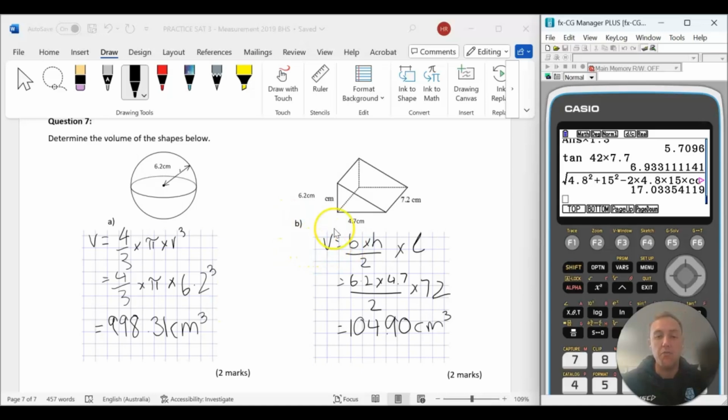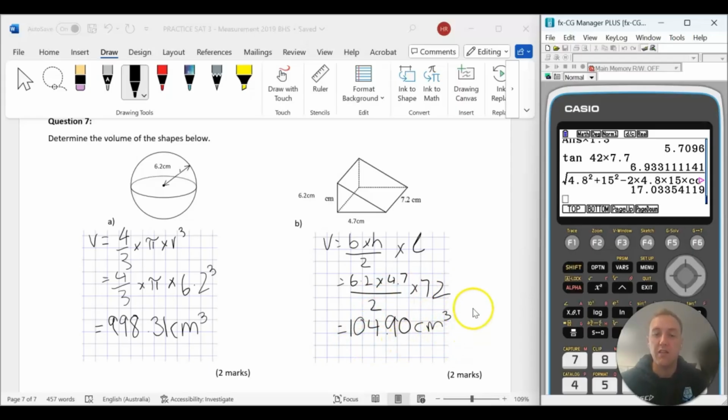We have volume. Again, all right, this is a uniform cross-section. We have a prism. All right, we find out the area of this face and then we times it by the length. So we have a triangle, that's our formula for our triangle area, then we times it by the length. So we replace the numbers. Our length is 7.2, our height 6.2, and our base is 4.7. All right, times over 2, that gives us 104.90 centimeters cubed.